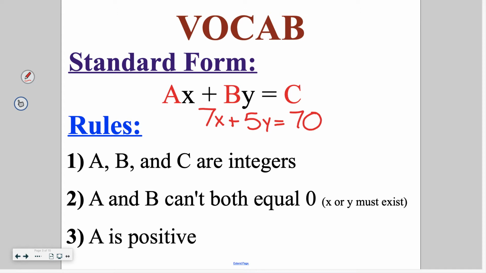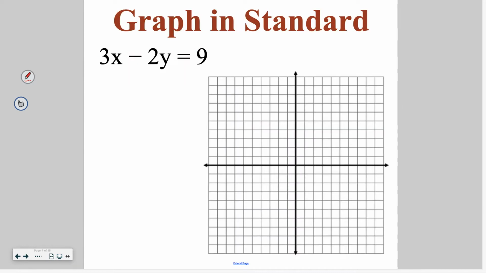And the last rule is that A is going to be a positive value. So you always want to make sure this x is a positive number. The number in front of x is positive. B and C can end up being negative numbers, but the number in front of x should always be a positive value. So we're going to start again with graphing and how we graph these equations.